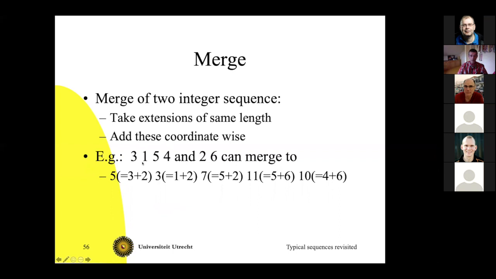So you could, for instance, merge 3, 1, 5, 4 with 2, 6. You add the 3 and the 2, maybe copying the 2. Then 3 is 1 plus 2, you still copy the 2. So you have 7, which is 5 plus 2. But now you might copy the 6, so you have 5 plus 6 is 11, and then you copy the 6 again, and you have 4 plus 6. So that is one way of a merge, but you can see that two sequences have a large number of different merges possible.